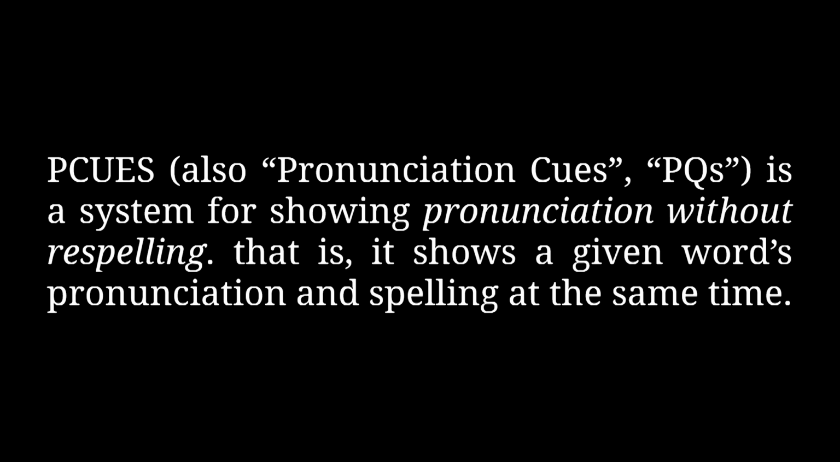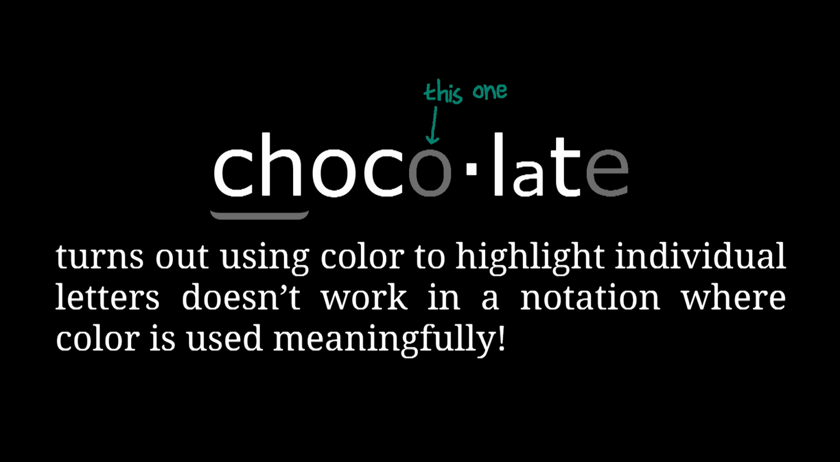PCUES, short for pronunciation cues, is a system that notates pronunciation of words while keeping their spellings the same. It does this by modifying letters within a word to indicate which of its multiple pronunciations a given letter represents. For example, the letter O by default represents short O, as in hot. It's written in bold to indicate when it's pronounced as long O, as in home, written smaller when it's reduced to schwa, as in connect, superscript when it's oo, as in do, gray when it's silent, as in the second O in chocolate, and so on.